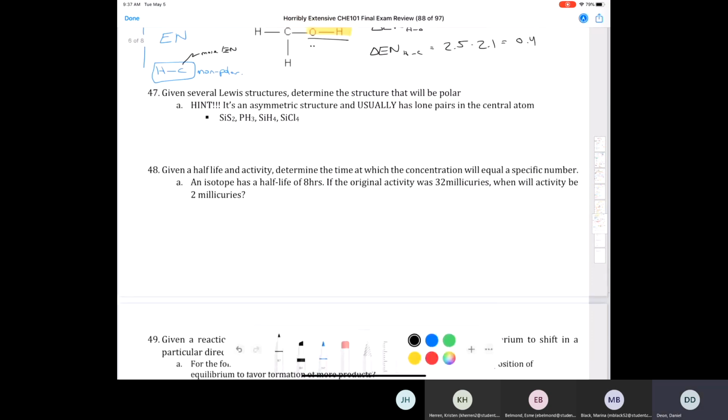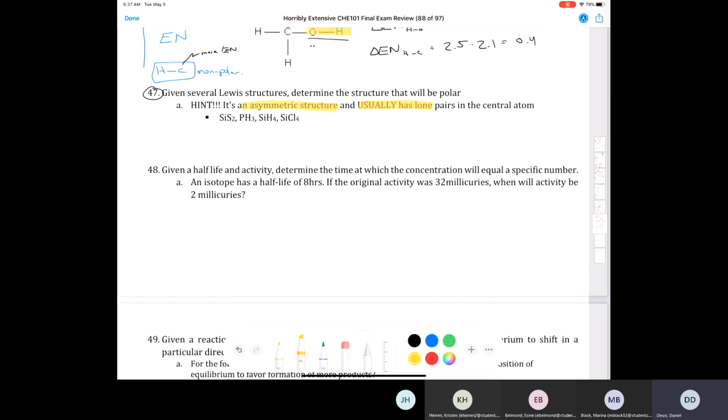Number 47 says, given several Lewis structures, determine the structure that will be polar. She says here that the hint is that it's usually an asymmetric structure that has lone pairs on the central atom. This is a rule of thumb that you can use most of the time. It will work in order to determine which is a polar molecule.